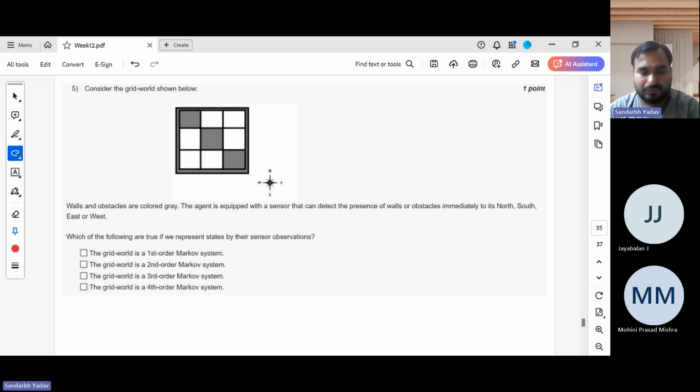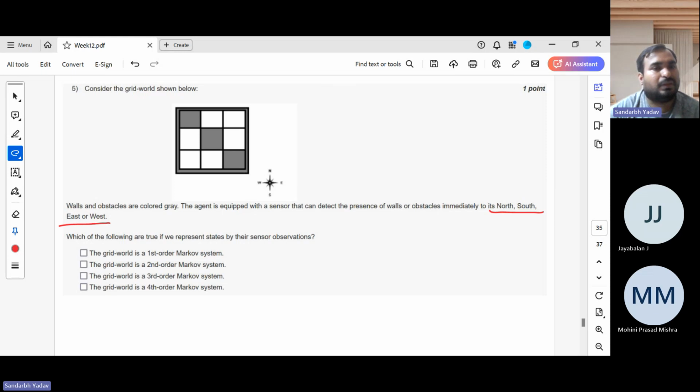So consider the grid world shown below. This is the last question. Walls and obstacles are colored gray. The agent is equipped with a sensor that can detect the presence of walls or obstacles immediately towards north, south, east, and west. You should be very well versed with these cardinal direction questions because there are already many questions using them. So you should solve these assignment questions carefully.